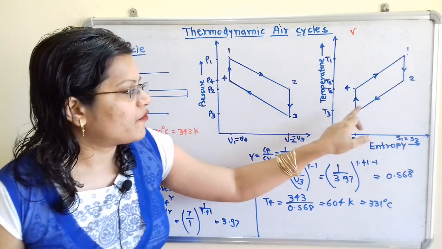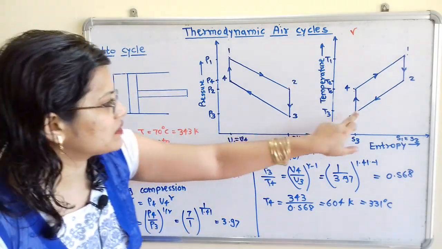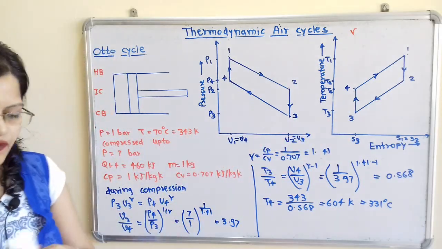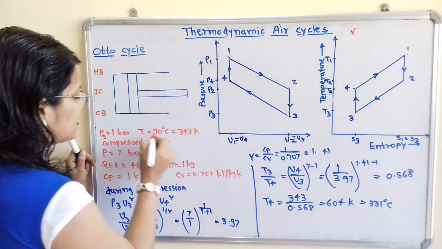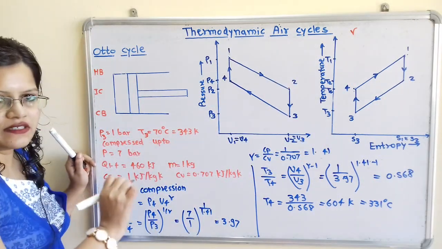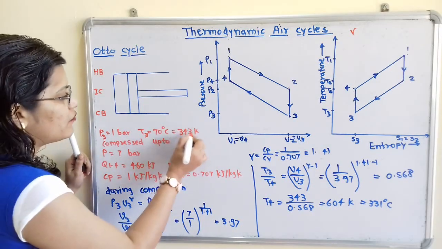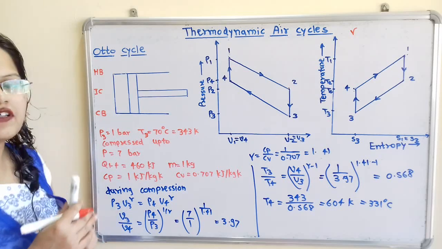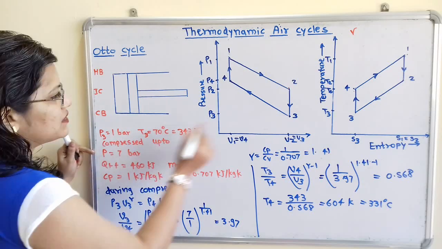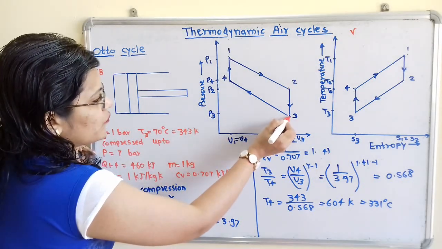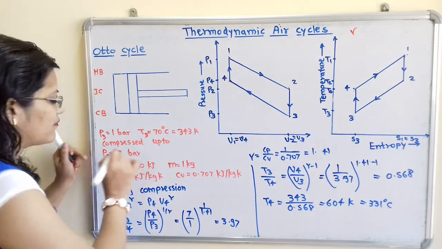Before compression, what will be the temperature and pressure? Before compression, that is at point 3, the pressure we will say is P3 equal to 1 bar, and the temperature T3 is equal to 70 degrees Celsius. We will convert this into Kelvin, that is 70 plus 273, that is 343 Kelvin. Now after compression, the pressure reaches 7 bar. When the compression process is taking place, it will move from point 3 to point 4. So here the pressure P4 is equal to 7 bar.